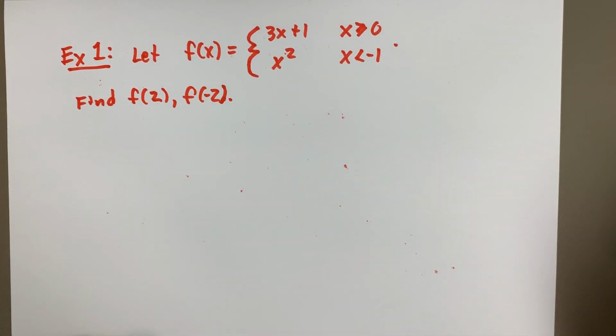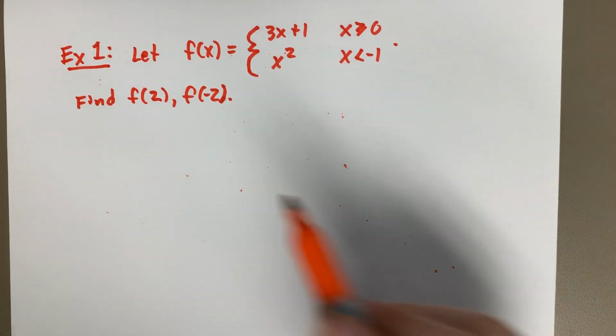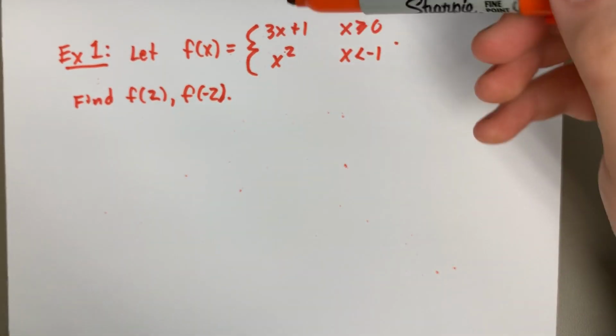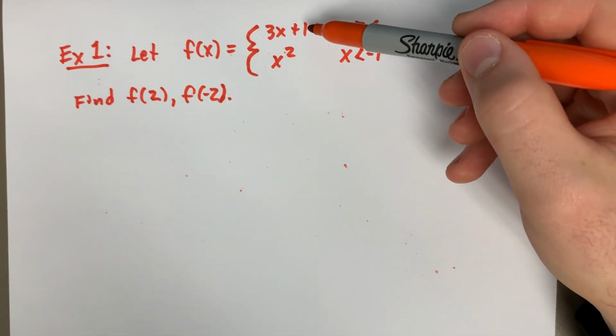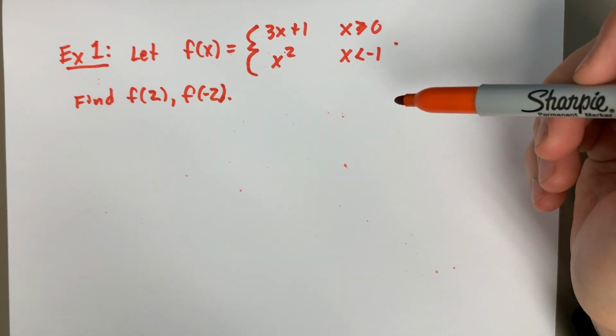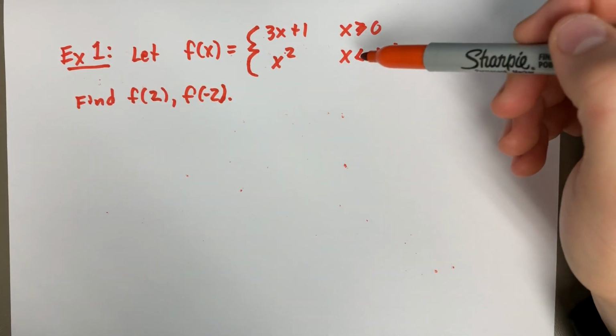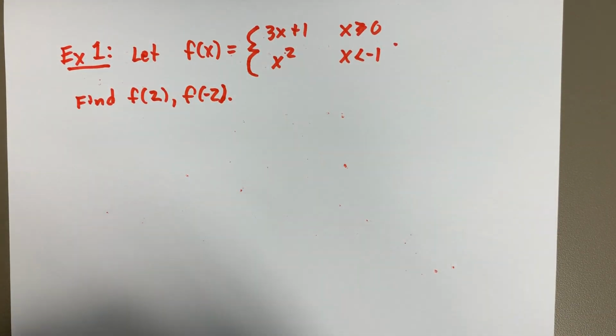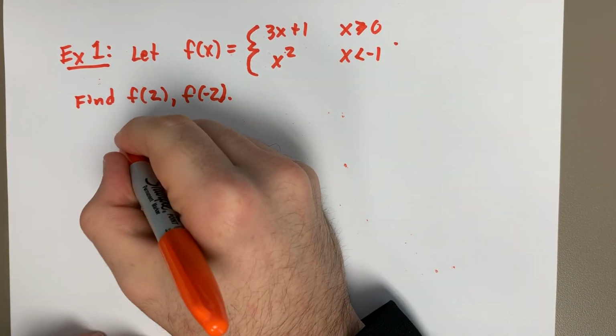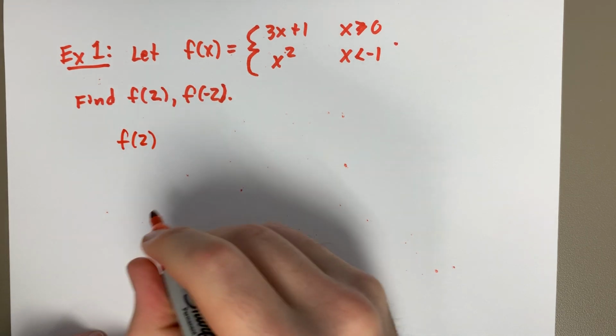All right, now we're on to our first example of evaluating points of piecewise functions here. So the goal is to plug 2 and minus 2 into this piecewise defined function where we have 3x plus 1 whenever x is greater than or equal to 0, and x squared when x is less than minus 1. All right, so looking at what we have here, we're going to try to find f of 2. How do we do that?